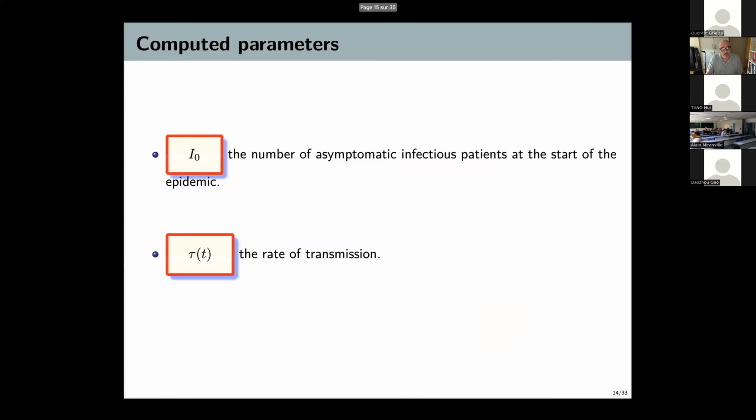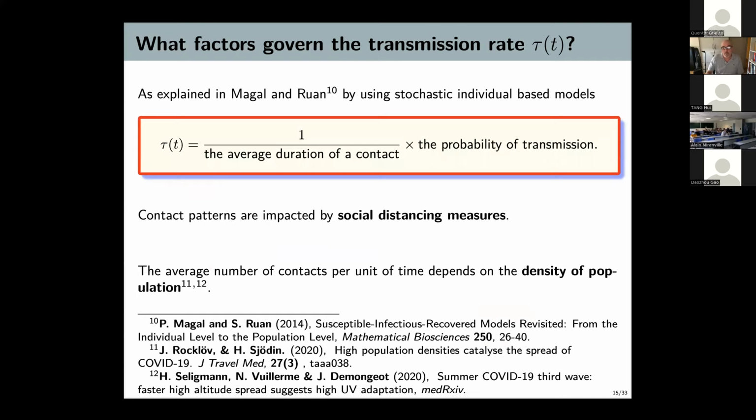90%. And now, once we fix these, we need to compute I0 and tau of t. So we need to fix the initial number of infectious, and we need to compute the transmission rate. And what is the transmission rate? The transmission rate combines the contact rate, which takes care of the average duration of contact between people, times the probability of transmission. And the point is these two quantities are time dependent.